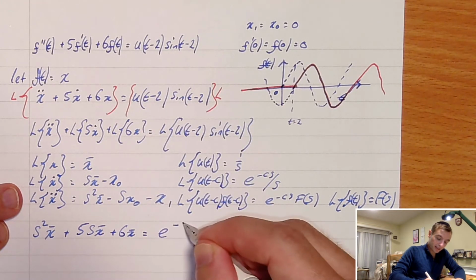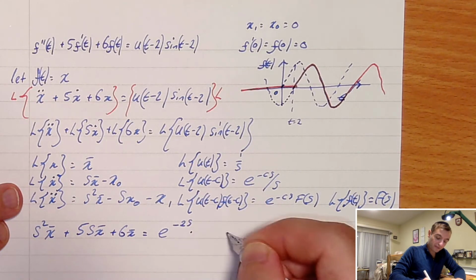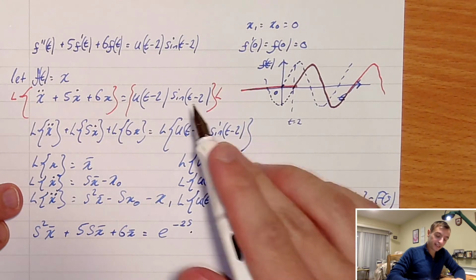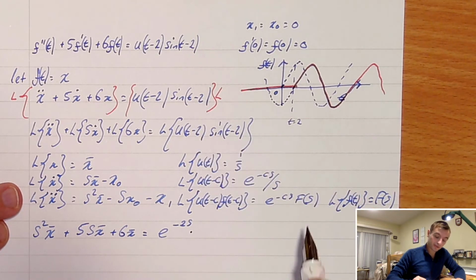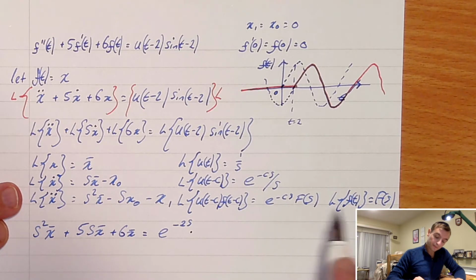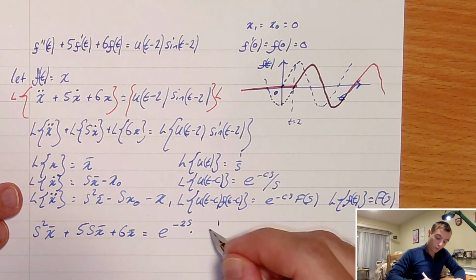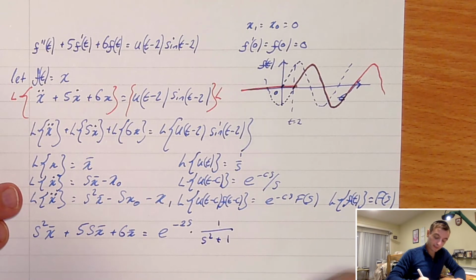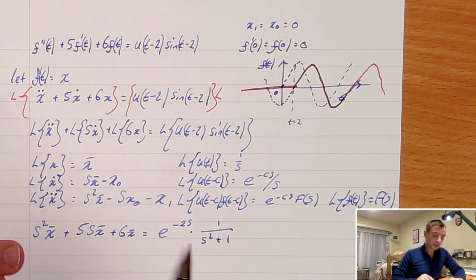which is going to be e to the minus 2s times F of s, and we know that f of t is sine t, so F of s, the Laplace transform of sine t, which is the function here, is going to be 1 on s squared plus 1. Okay, so now we have our non-homogeneous second order differential equation with sinusoidal step input at t equals 2 in the form of a Laplace equation.